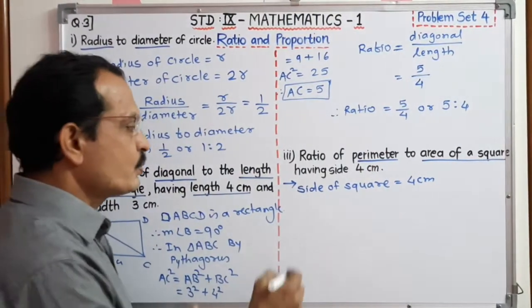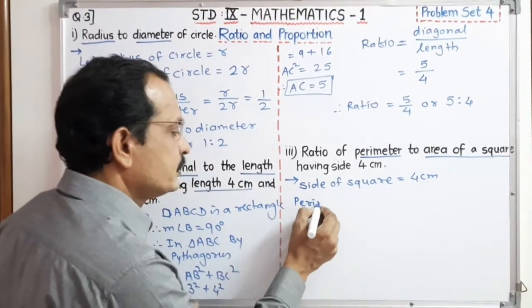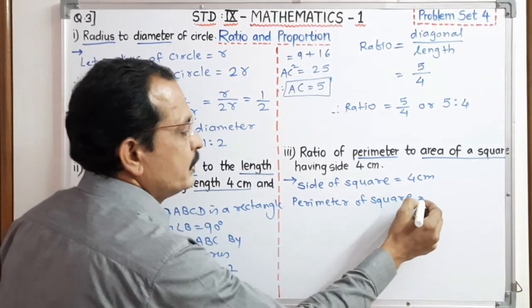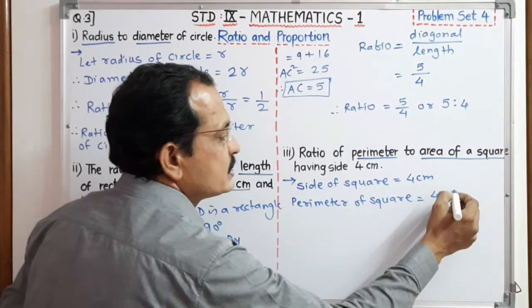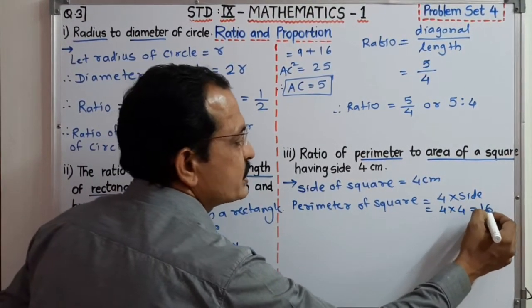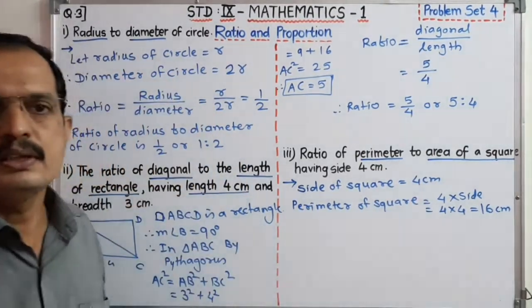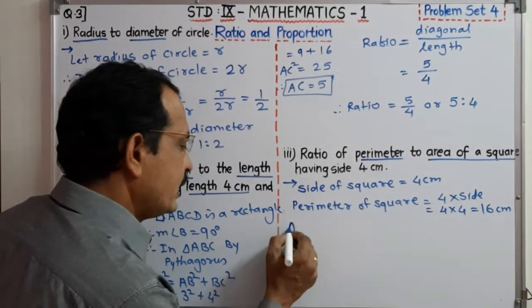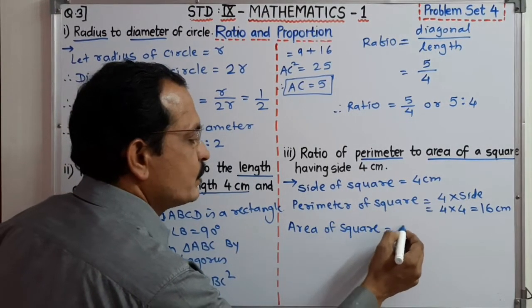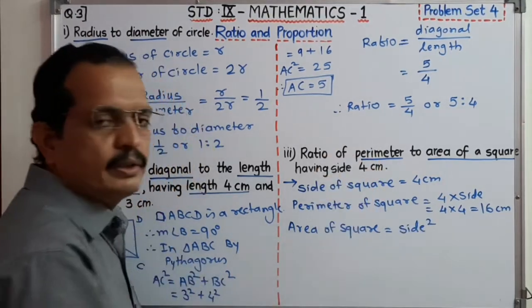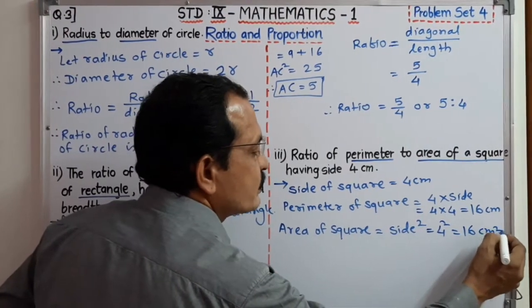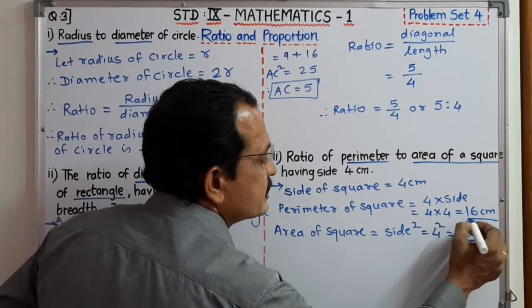Now, dear student, first of all, we have to find out the perimeter. Perimeter of square is 4 into side, that is 4 into 4 is equal to 16 centimeter, isn't it? Now we have to find out the area. Area of square is equal to, we know the formula, side square, and side is 4, so 4 square, therefore it is 16 centimeter square. Now this is the area and this is the perimeter.